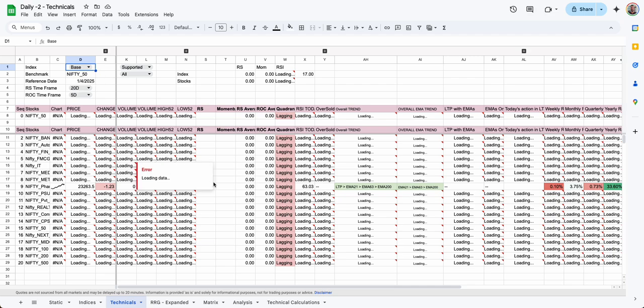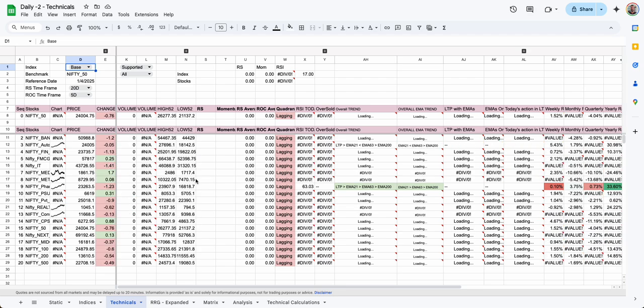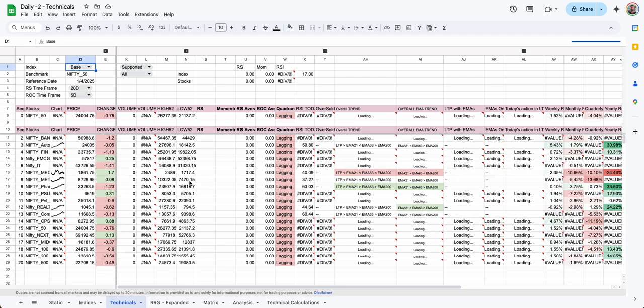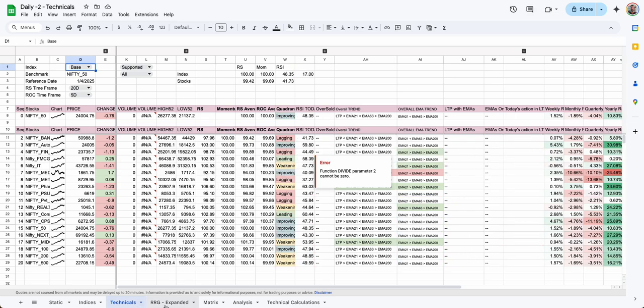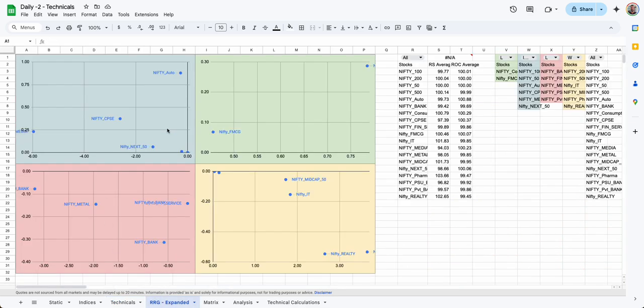Let me just give it a second for it to load. And you can see the same explanation again. The data is starting to come in. Now you have the RRG charts. You can see Nifty FMCG is leading. Nifty Consumption is also leading.